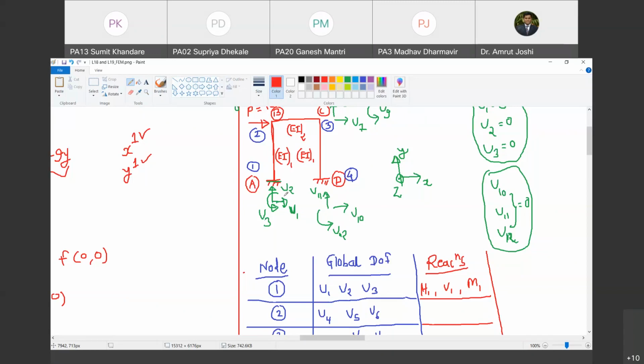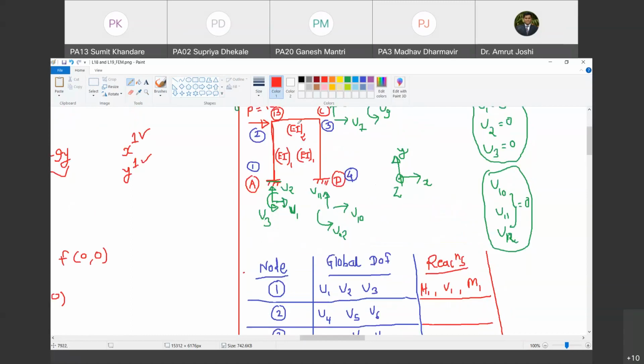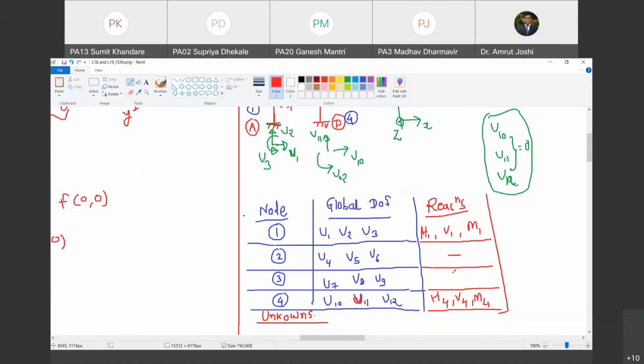Okay, so the reactions there are H1, V1, and M1. Similarly, at node number 4, corresponding to U10, U11, and U12, you have reactions H4, V4, and M4. Are you with me? Yes, sir. Are there reactions at any other nodes? No, other nodes are not support nodes, so there is no question of reactions. Happy? Yes, sir. Okay, now let us look at what are the unknowns in our hand.